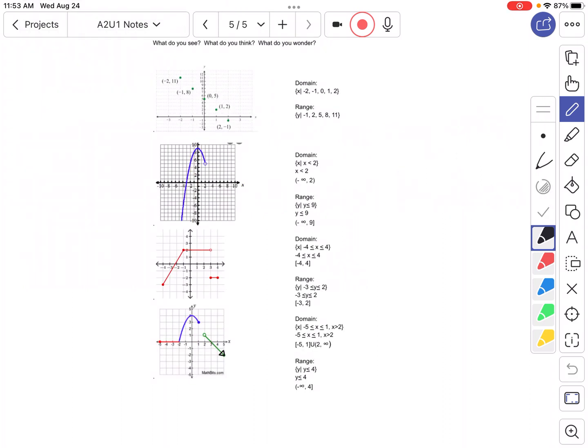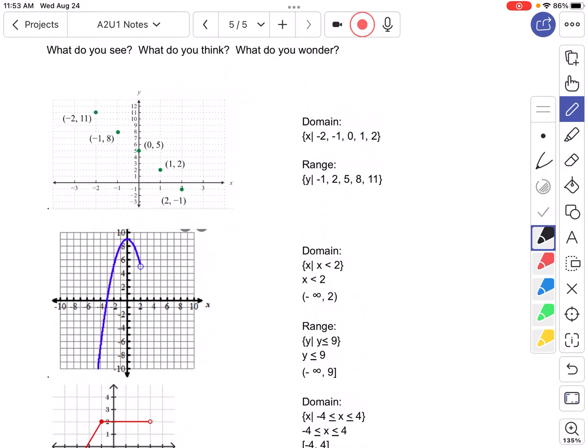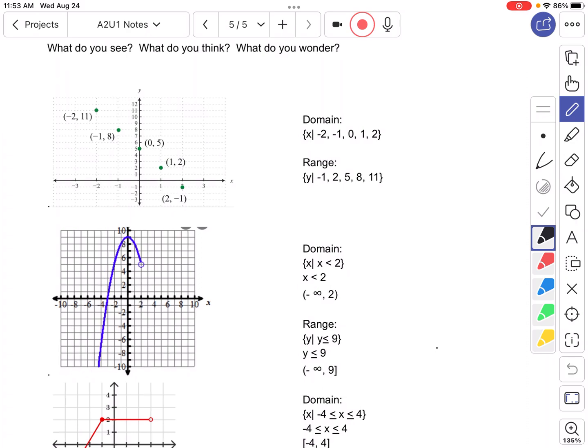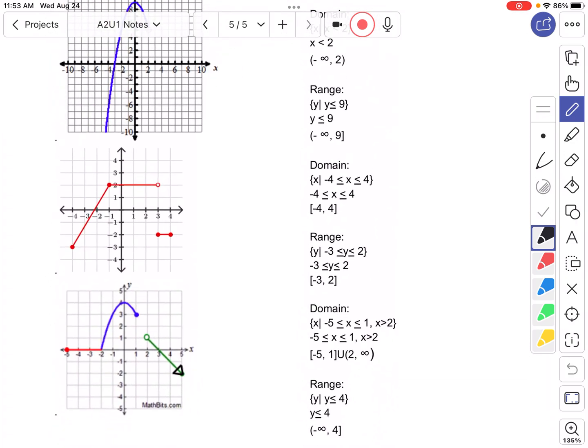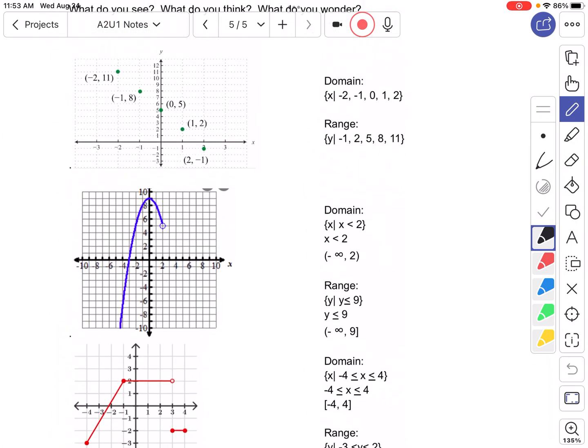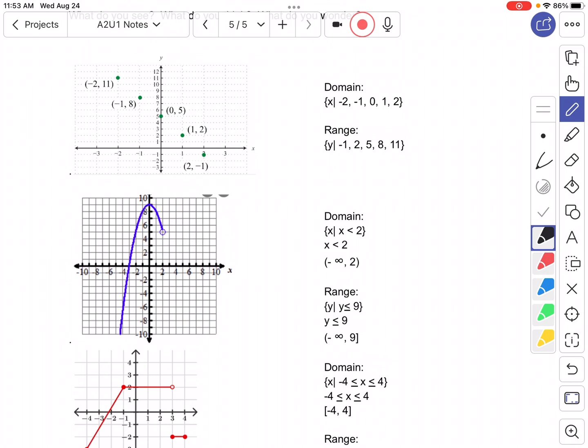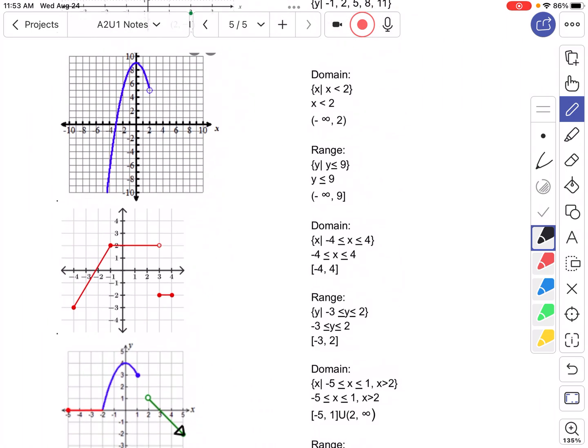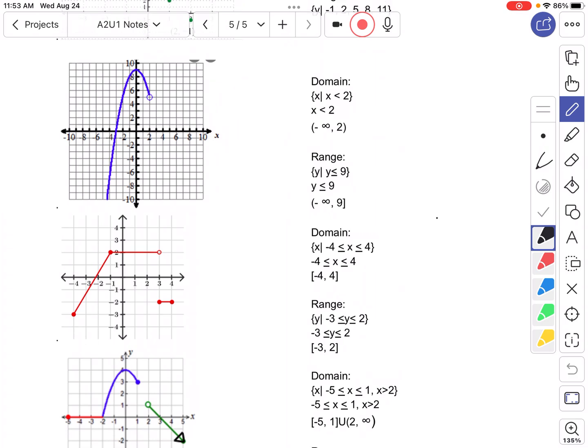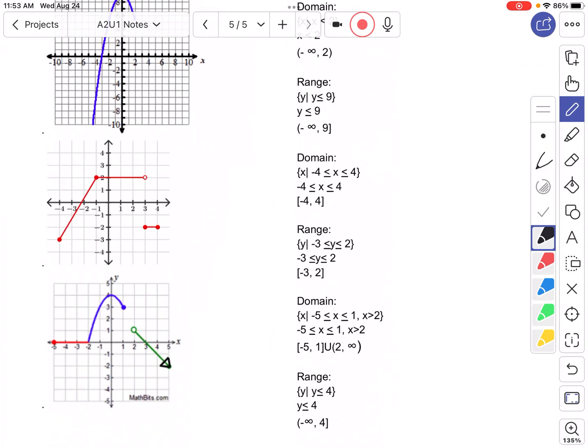So we're going to be talking more about how to look at different notations for domain and range. So this kind of gets you thinking about those, gives you different graphs with the domain and range in different notations. So take a look and just see what you think, see what it looks like. What do you think about it? What do you wonder? And the other activity, the other video that I'm going to make for this day is going to answer some of those questions.